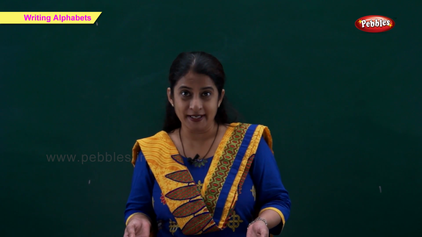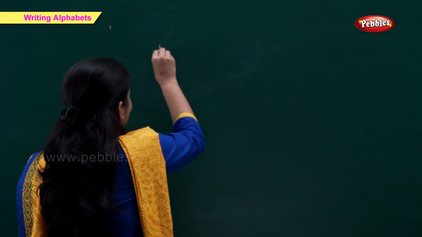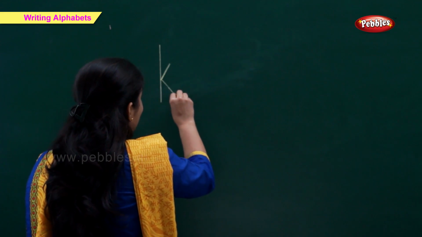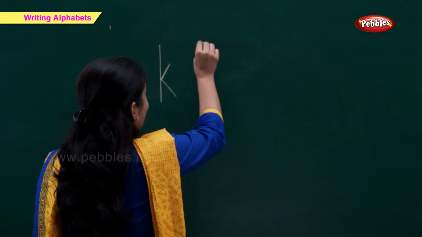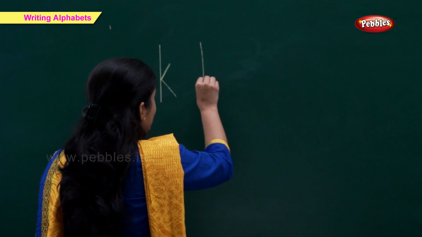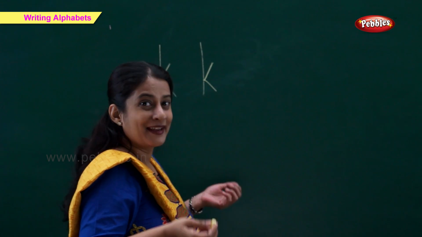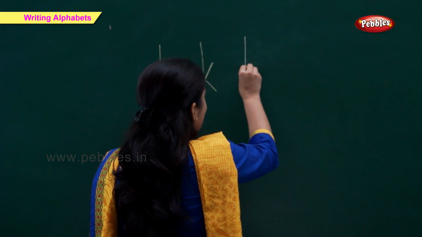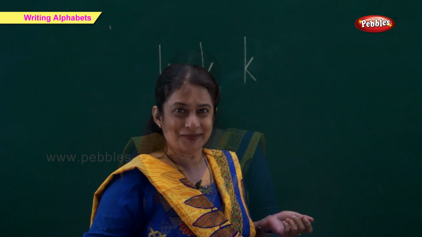Now we will write K. Small k. Standing line with two crossed lines makes K, small k.